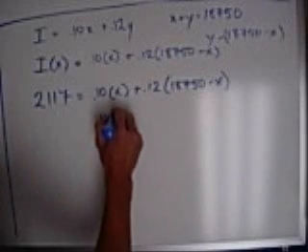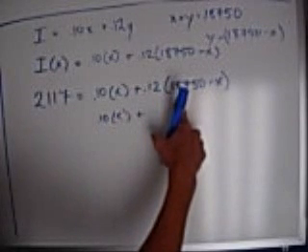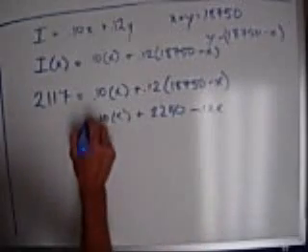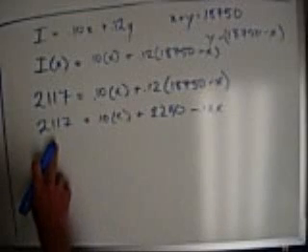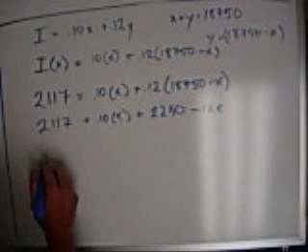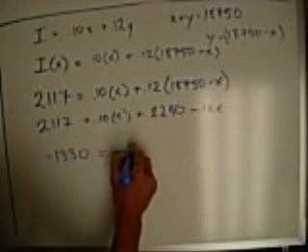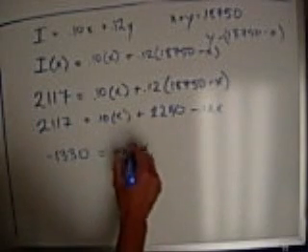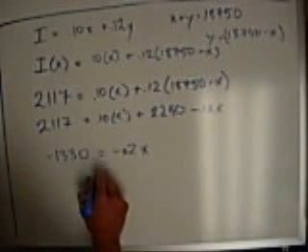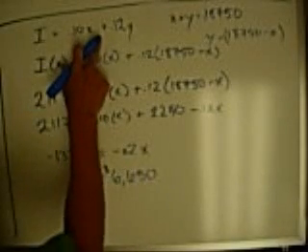So right now I've got 0.10 X plus 0.12 times 18,750, which looks about like 2250, minus 0.12 X equals 2117. So now I'm going to combine my like terms and subtract over here. So what I get now is minus 133 equals minus 0.02 X. Then I'm just going to divide each out, and then I get X equals $6,650. Okay, so that's the amount of money that I invested at 10%.